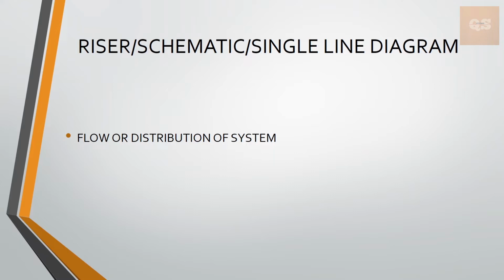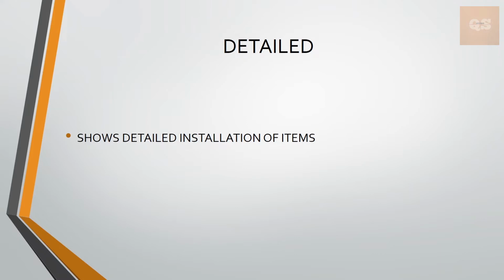Similarly, for ducting systems, how the ducting risers, the shafts that are used for ducts, are distributed, how the branching takes place to different floors. And similarly, for the plumbing system also, how the branching takes place to different floors. And this can be easily understood from these schematic diagrams. So next is the detailed drawings.